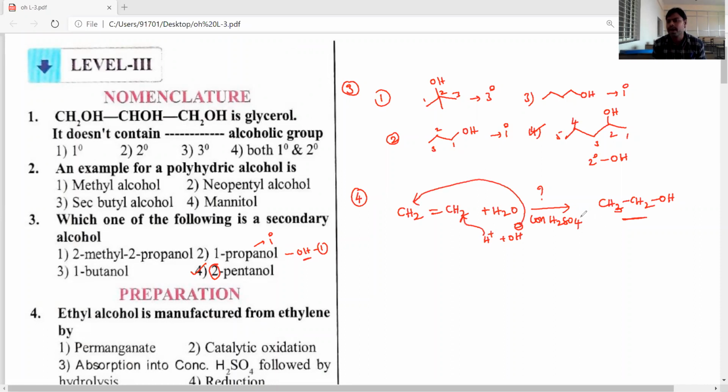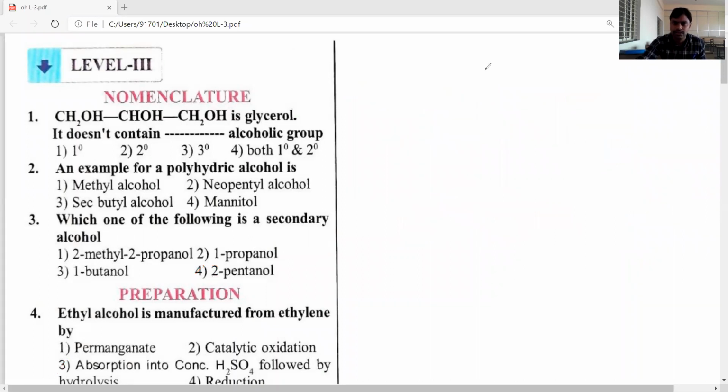The H+ ion adds to either carbon because it is a symmetrical alkene. You have to add H+ according to Markovnikov's rule: hydrogen at one of the double bond carbons and OH at the adjacent carbon. Then we get ethanol. Ethene is converted into ethyl alcohol by hydration of water in the presence of concentrated H2SO4. So the third option is correct. Okay, students, now let's go to the next question.